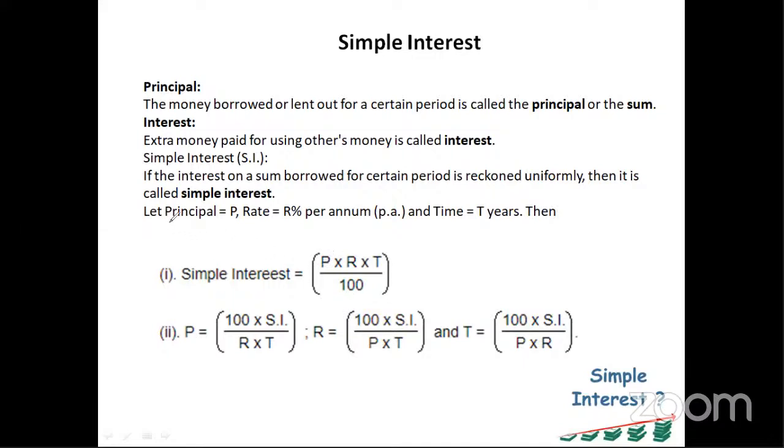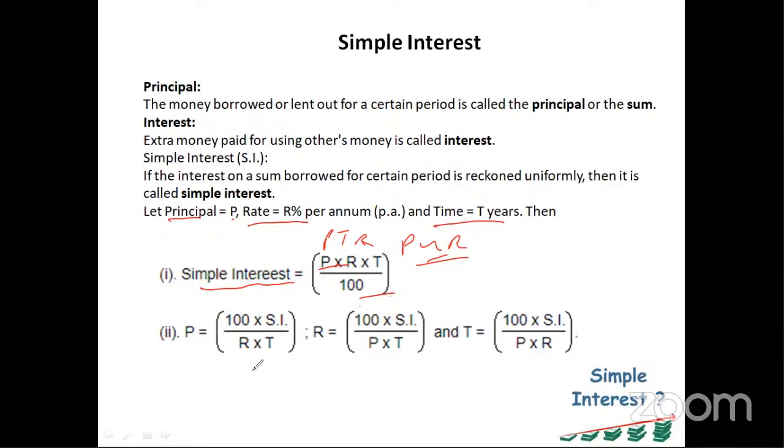They are all the same. P is the principal, R means rate of interest, T means time. Okay, you can write it as PRT by 100 or PTR by 100. Both are the same. You can even use PNR by 100, where N means number of years. Either way you can use, that's absolutely fine. So we should remember this formula: simple interest is equal to PRT by 100.